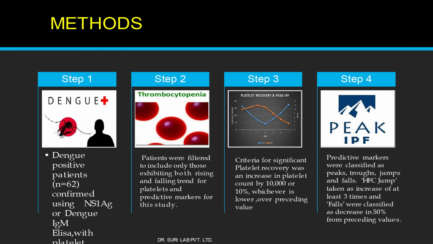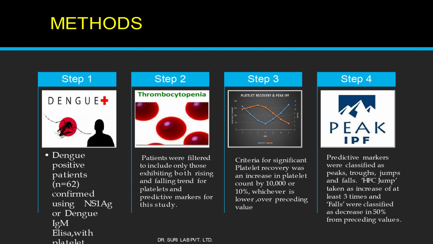Patients were further filtered to include only those exhibiting both rising and falling trends of platelet and predictive markers of the study. So we wanted to establish either the peak values or the nadir points for each one of these parameters. The criteria for significant platelet recovery was an increase in platelet count by 10,000 or 10%, whichever is lower, over the preceding value. And we classified these markers into peaks, troughs, and also into jumps and falls.